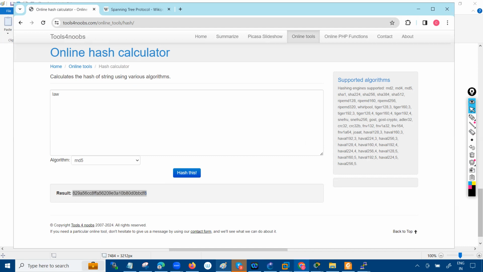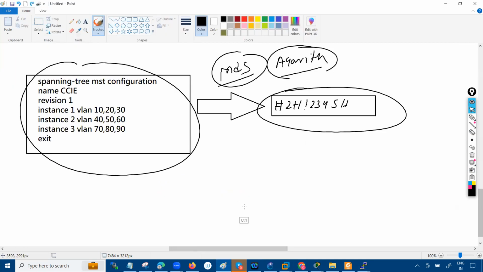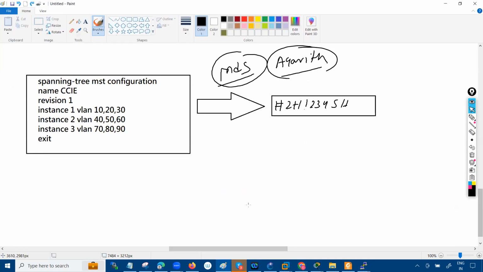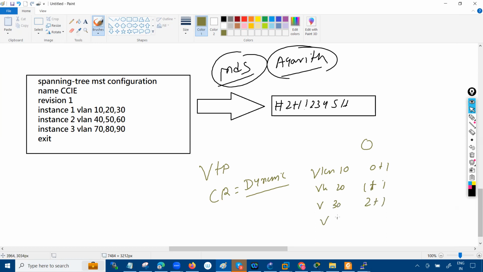Great, that's fine. And the last thing: the revision number. Remember the BTP revision number? This is a dynamic process, right? Dynamic means if I get VLAN number 10, the default is 0, so it becomes 0 plus 1. If I add VLAN number 20, then 0 plus 1 plus 1. If I get VLAN number 30, then 2 plus 1. If I get VLAN number 40, then 3 plus 1. Every time it adds 1.